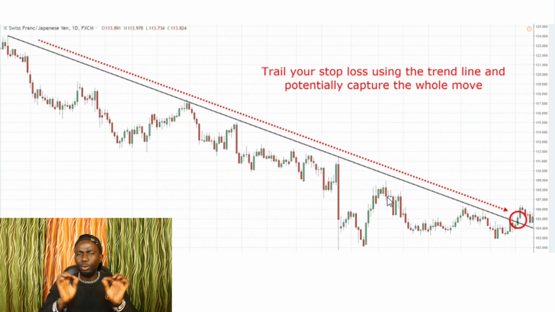So you need to wait for a rejection candlestick pattern to confirm that the trend is still in progress. Now, if you watch here, what happened is that the price came back to the trend line, and then what happened? It broke above the trend line and a new trend began, right? Because there was no rejection here.